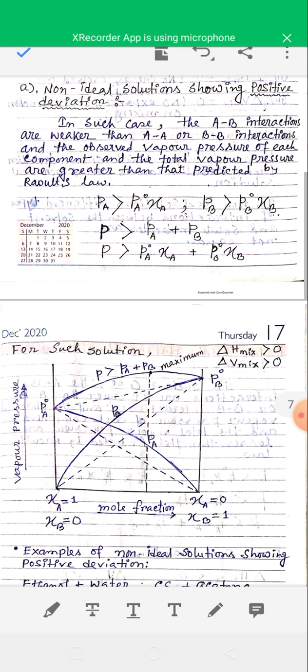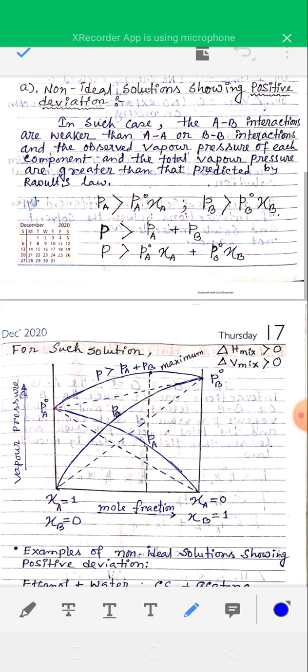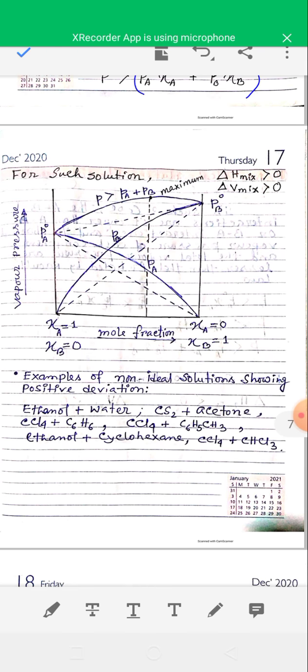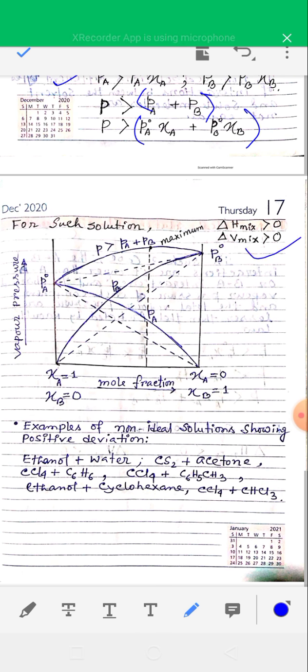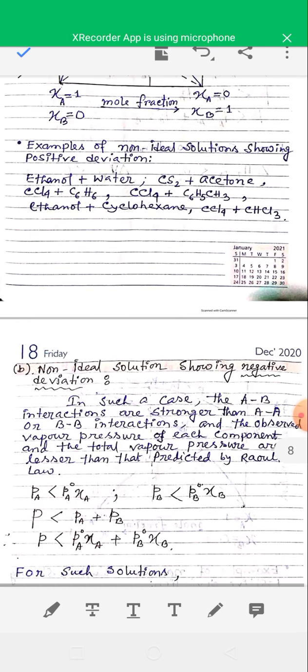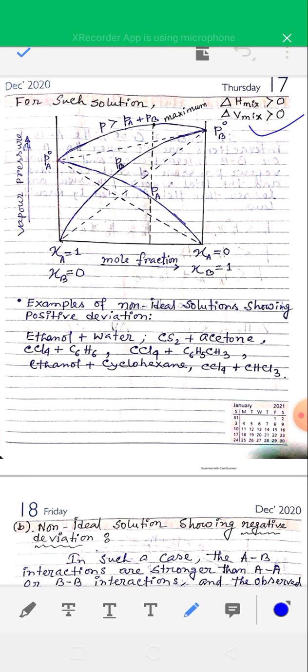Okay, so for a non-ideal solution showing positive deviation, you can write Pa is greater than Pa° Xa, and Pb is greater than Pb° Xb, and the total vapor pressure of the solution, that is P, is greater than Pa plus Pb, that is P is equal to Pa° Xa plus Pb° Xb. And this diagram is for a non-ideal solution showing positive deviation. In case of positive deviation, delta V mixing is greater than 0, delta H mixing is greater than 0.